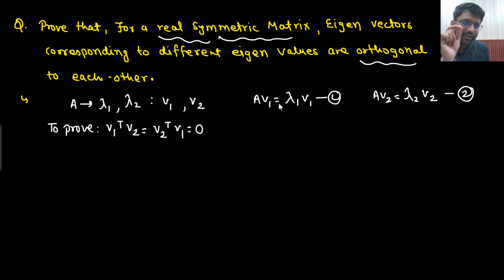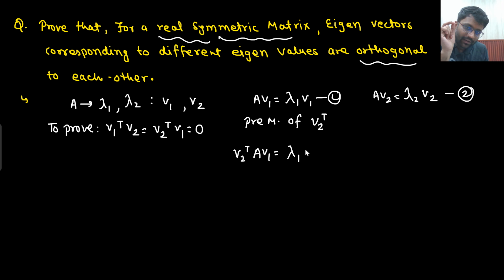So in equation 1, what I'm doing? I'm doing the pre-multiplication of v2 transpose. Why am I doing so? Because what I will get? Here you will get v2 transpose A into v1, and lambda 1 v2 transpose into v1. Somehow I need to make this form, v2 transpose into v1. So this form I have made, v2 transpose into v1. Understandable? So this is something that we have done.